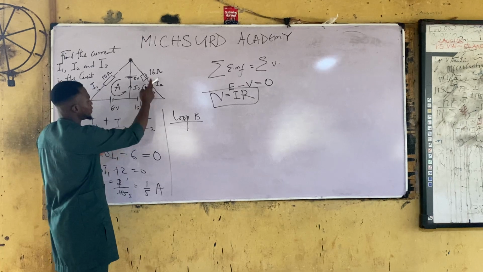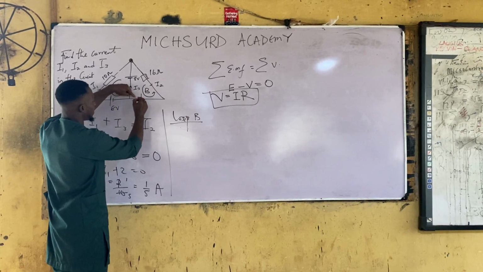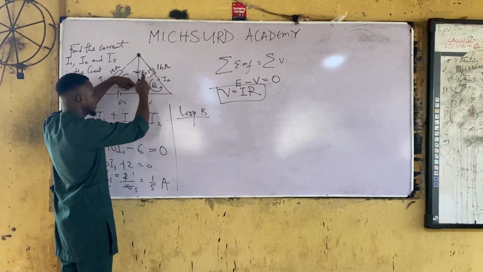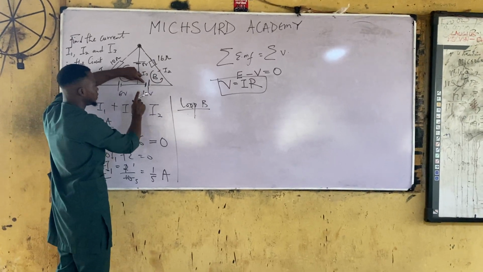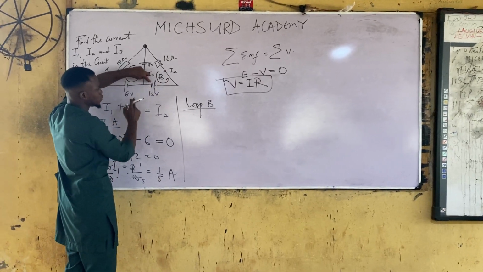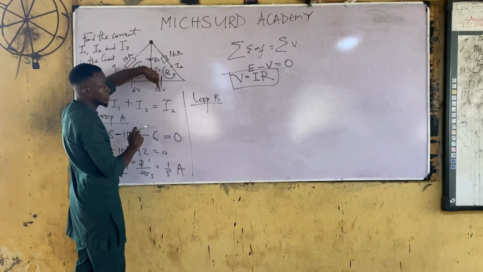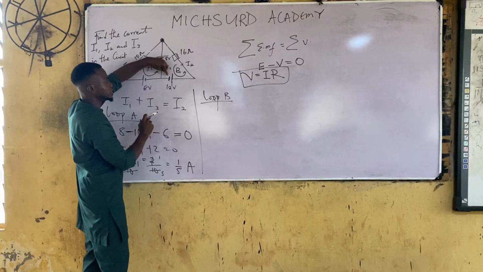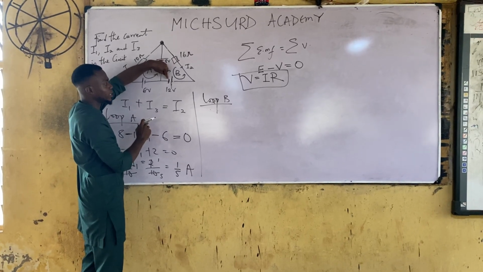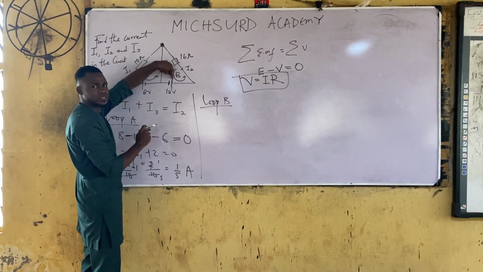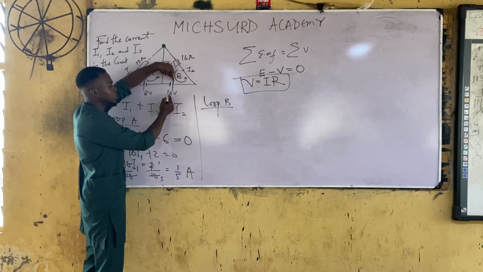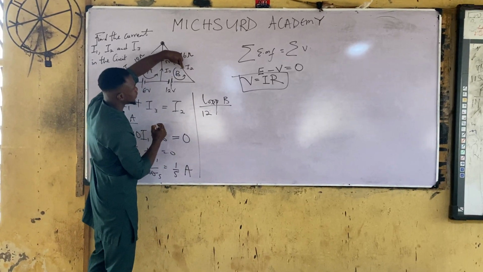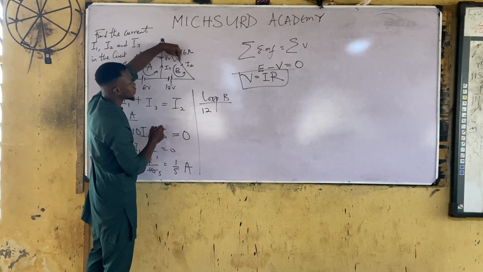So if you keep on moving this way, now let's start from here. You can start from any point of your choice. Since you are following this direction, keep on following the direction. So we have a negative, the smaller one shows a negative terminal and the longer one shows a positive terminal. So we have here that this is a negative to a positive from our direction, meaning that our 12 will be positive.